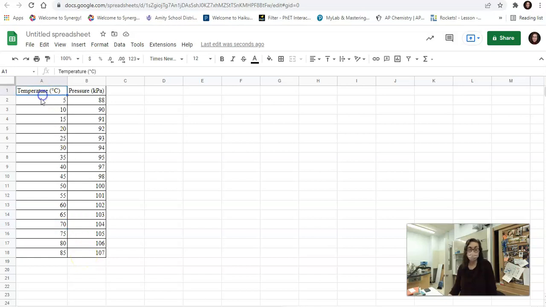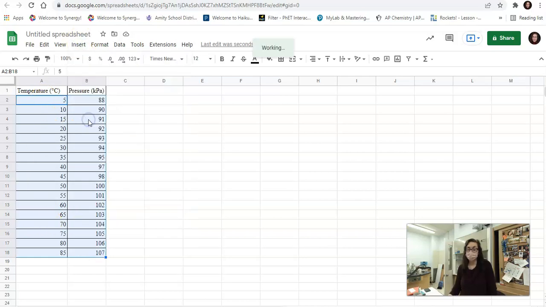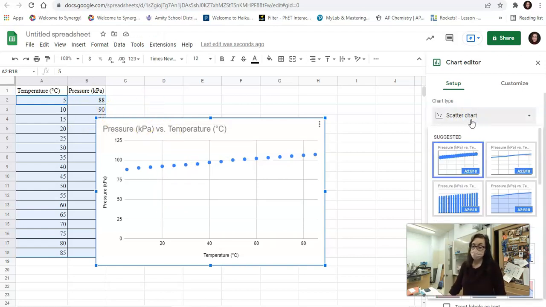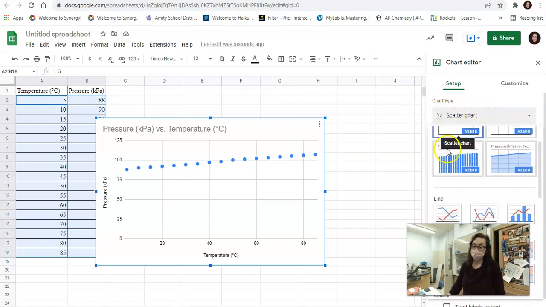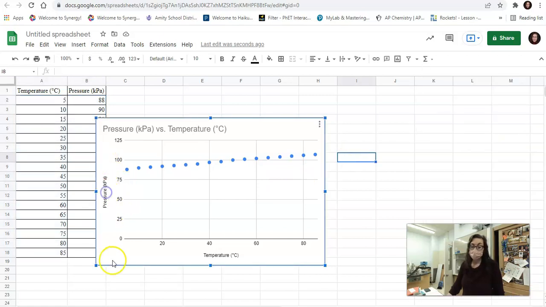Okay, so I'm going to highlight my data like that. Now my data is highlighted. I'm going to go to Insert Chart. And it knows that I like scatter plots. It might, instead for you, have made something different, but I want a scatter chart. So you can change what type of chart it is over here, and I put it on a scatter chart. So pressure versus temperature. Notice that it did already put pressure in kPa on my y-axis because I set this up as x and y. And so temperature is down here.